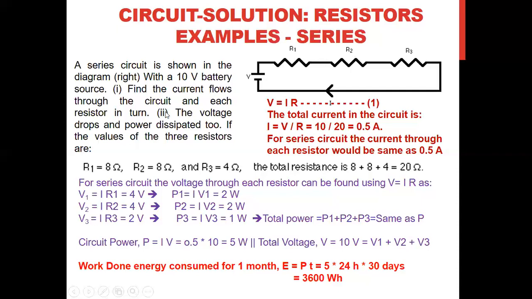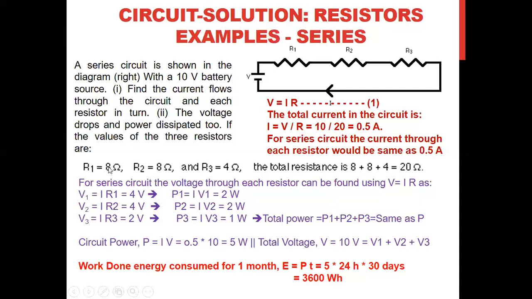Now let us go for 2, the voltage drops. Okay, first resistor R1, let us consider the voltage drop V1. So V will be I R1. I1 R1, I is the same as I1, so I R1. Now I we know, 0.5.